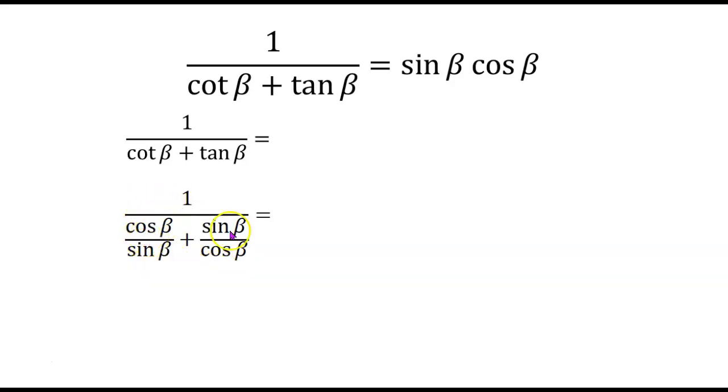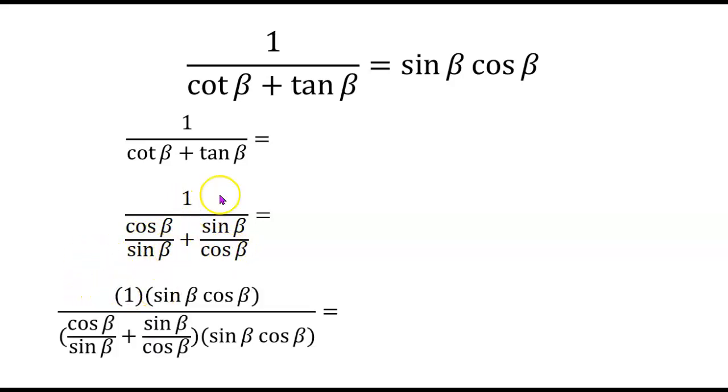Now we could add these two fractions together by getting a common denominator, but let's do it a little differently. Let's take care of these complex fractions, fractions within fractions, by multiplying the top and the bottom by whatever it's going to take to cancel out all these little denominators. So we need to be able to cancel out a sine of beta and a cosine of beta. So I'm going to multiply the numerator of the whole thing and the denominator of the whole thing both by sine of beta times cosine of beta.